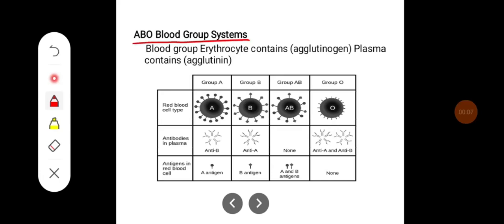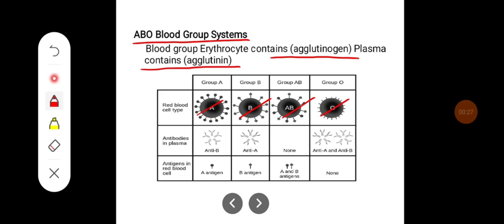ABO blood group systems. Blood group erythrocytes contain agglutinogen or antigen. Plasma contains agglutinin or antibody. The ABO blood group can be classified into four major blood groups, that is blood group A, blood group B, blood group AB, or blood group O.